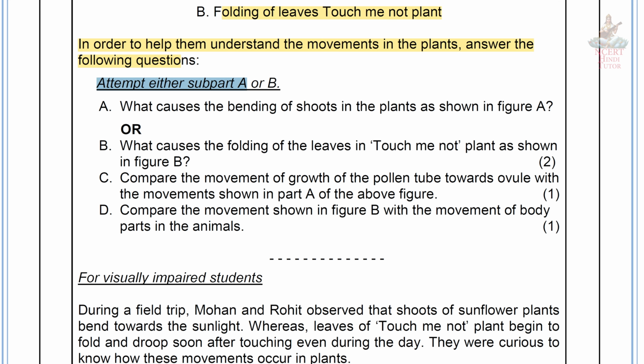Attempt either subpart A or B. A. What causes the bending of shoots in the plants as shown in figure A?